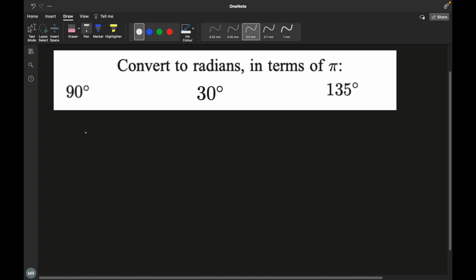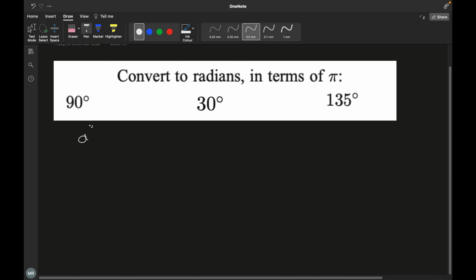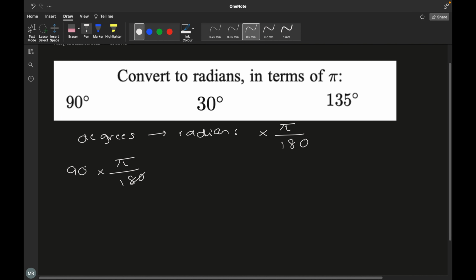So yeah, if we want to convert from degrees to radians, we have to multiply by pi and divide by 180. So let's do the first one. 90 into pi divided by 180. This would be pi by 2 radians. This is our answer for the first question.